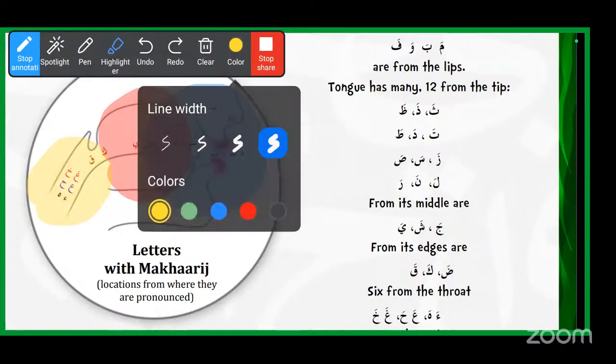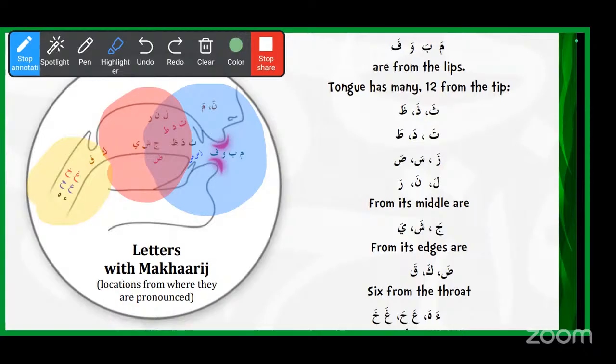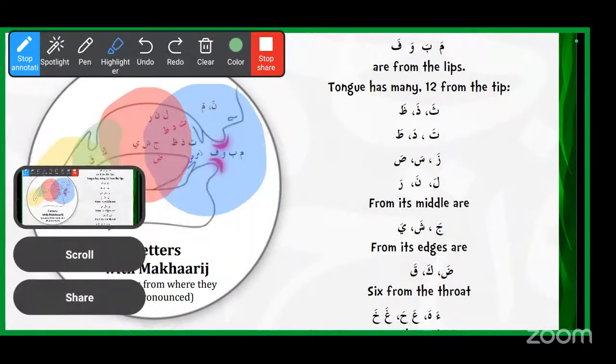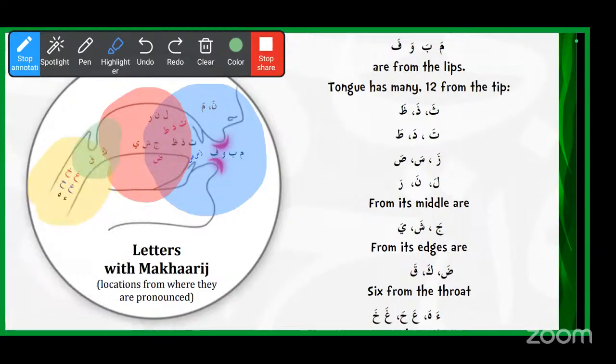But there is a special category here. There is a difference of opinion for qaf and kaf, whether they are on the top of the throat, not inside the throat. So in the central letters we have the letters jim, shin, ya.